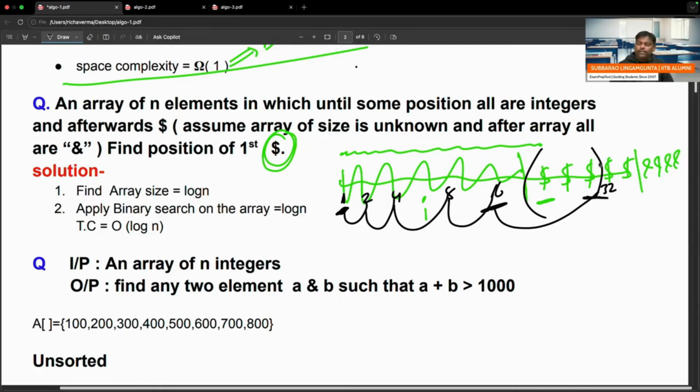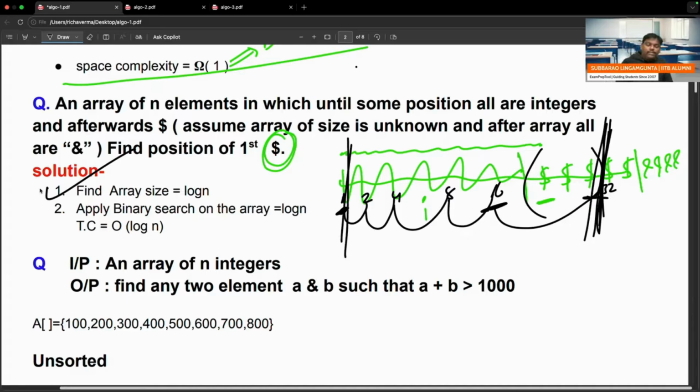So like that, now you almost got the array size. From now onwards, it is a normal story. So log n time to find the array size. You almost got the array size indirectly. The log n time is completed. Now on that you can do the normal binary search story.